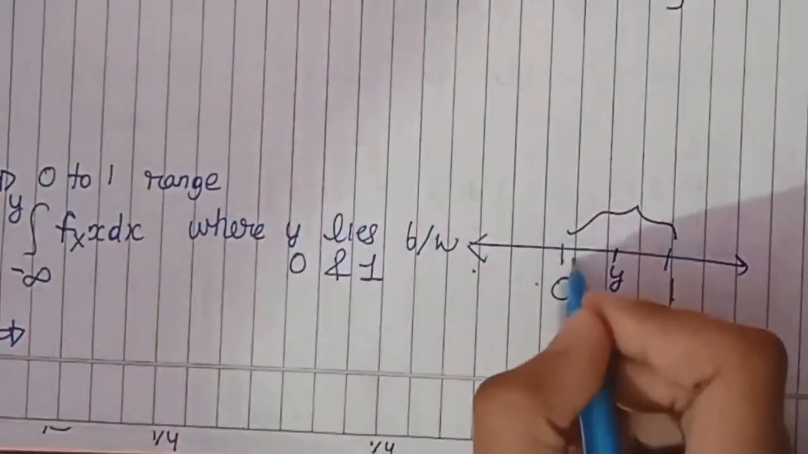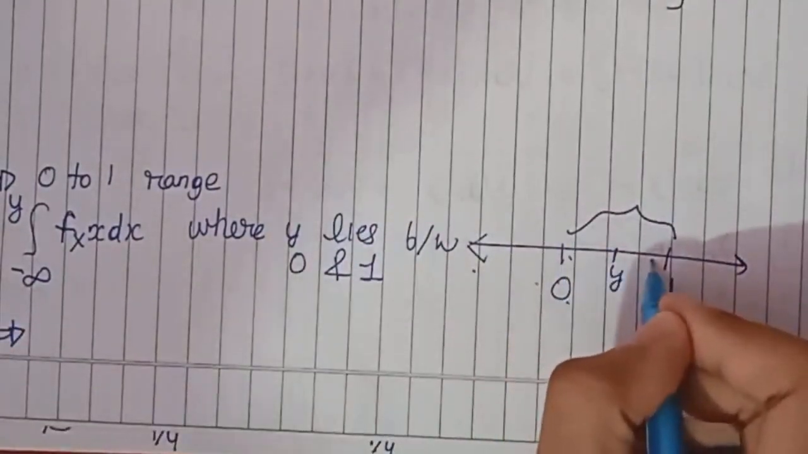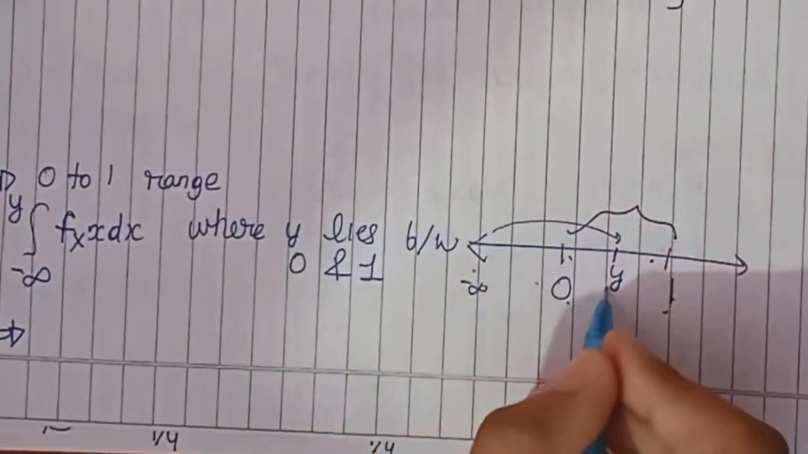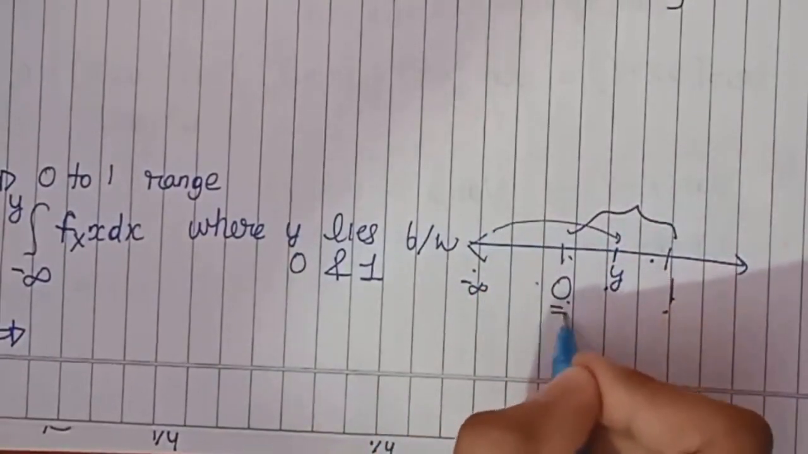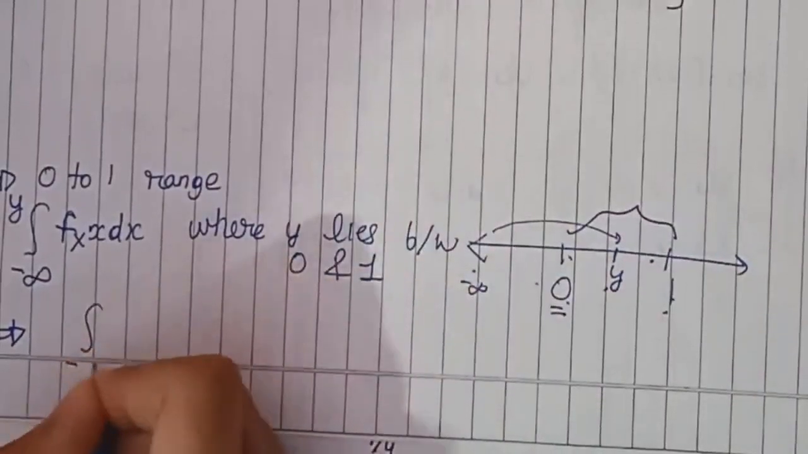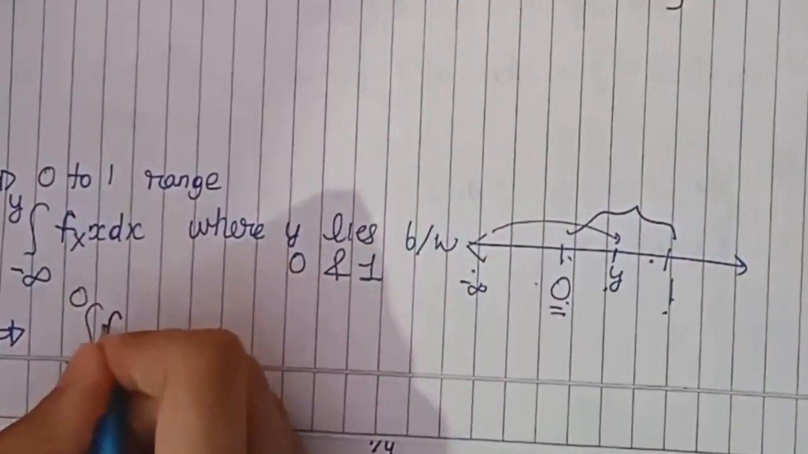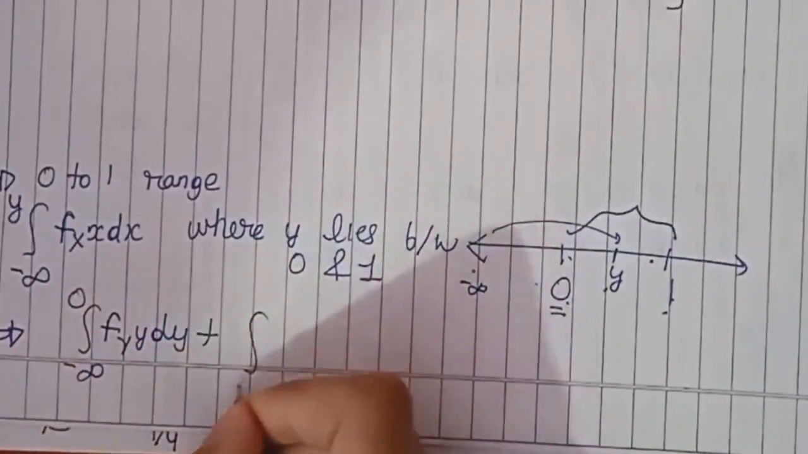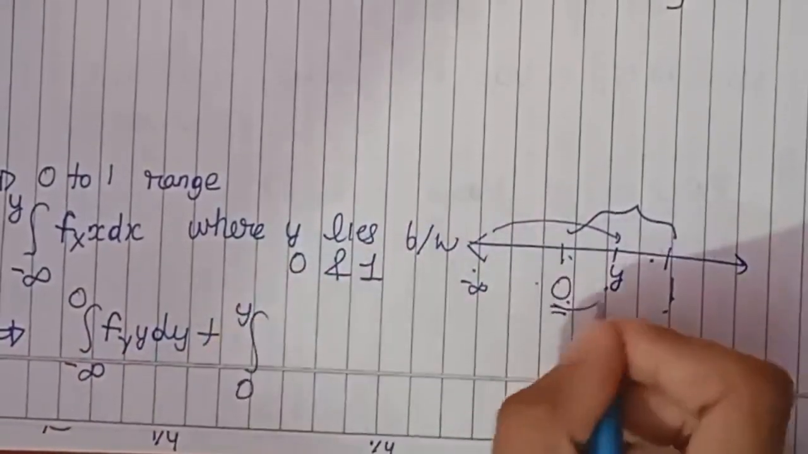So now since y lies between 0 and 1, we can't directly integrate from minus infinity to y. There is a hurdle between minus infinity and y, which is 0. So we will first integrate from minus infinity to 0. Then we will integrate from 0 to y.